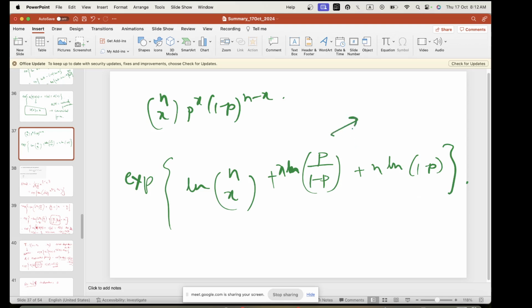So this one, is it in its canonical form? Yes. What is the natural parameter? b of x is equal to x. Because b of x equals x, over here. This is the x containing term. This is canonical, and the natural parameter is ln(p by 1 minus p).